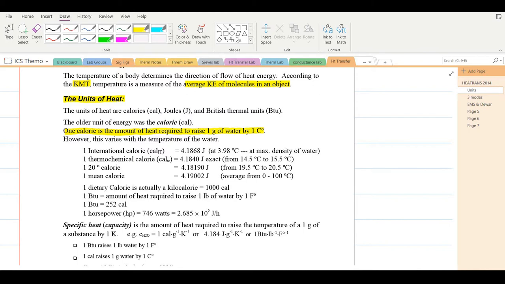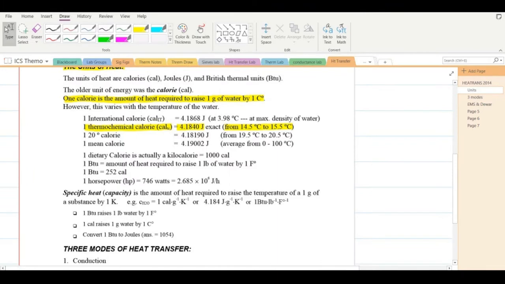For example, at 14.5 to 15.5 degrees Celsius, the 1 calorie is equivalent to 4.184 joules, and this is called the thermochemical calorie, but that value will be slightly different at different water temperatures. Are you aware that a dietary calorie is actually a kilocalorie? Yes, 1,000 calories. The dietary calories you read about on food information, they're actually kilocalories.